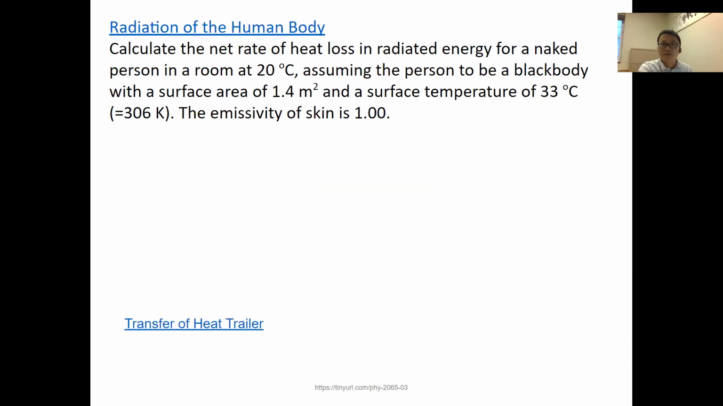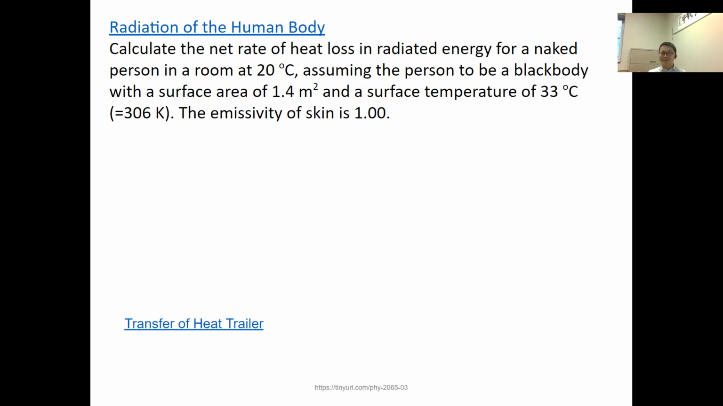So let's take a look at the radiation of our human body. This one asks you to calculate the net rate of heat loss in radiated energy for a naked person in a room at 20 degrees Celsius, assuming the person to be a black body with a surface area of 1.4 meters squared and a surface temperature of 33 degrees Celsius.